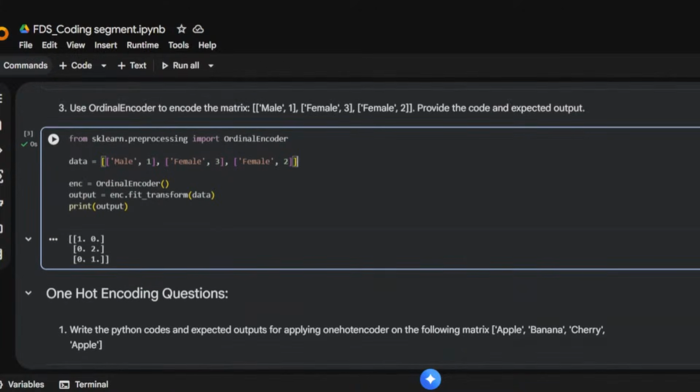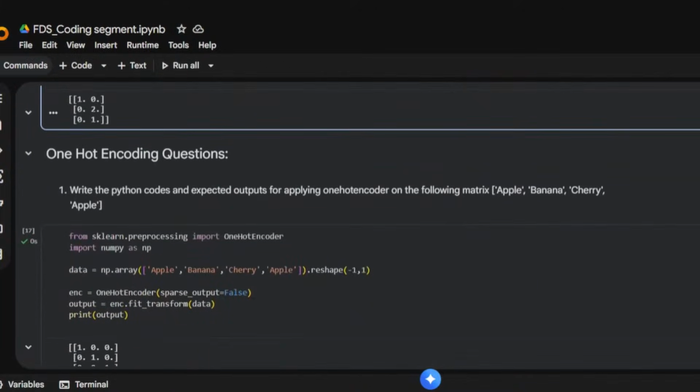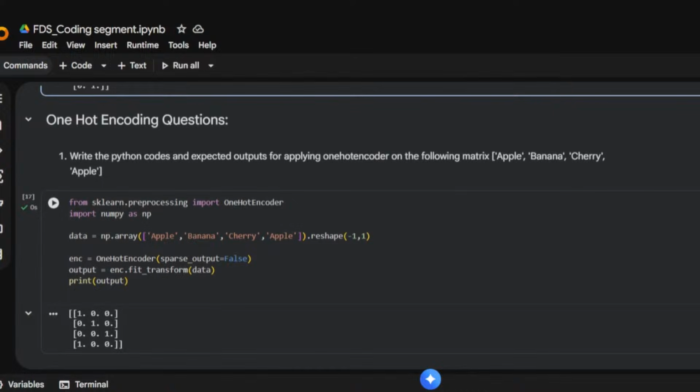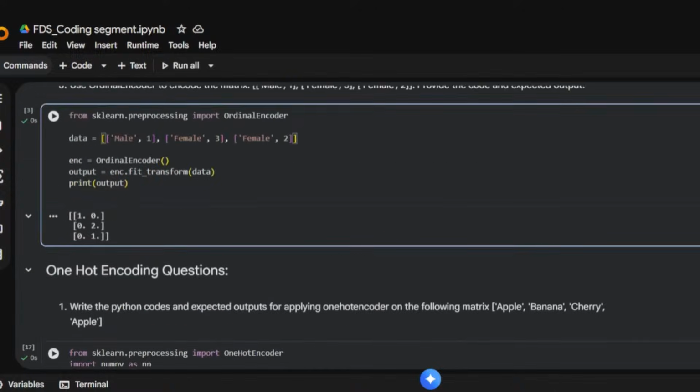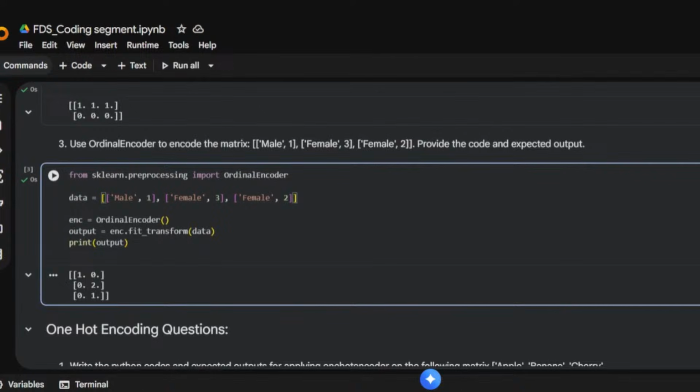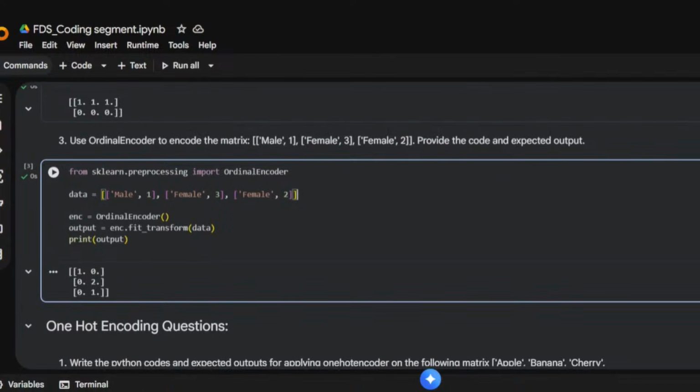Next is your one hot encoding. Now, in this particular one hot encoder, we need to ensure that whatever data we're writing is in a column format. Over here, we skip that particular format because we wrote it in particular brackets perfectly so that it forms your column format.